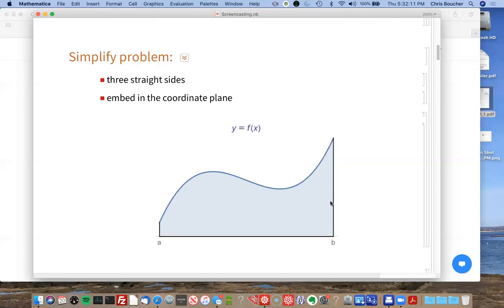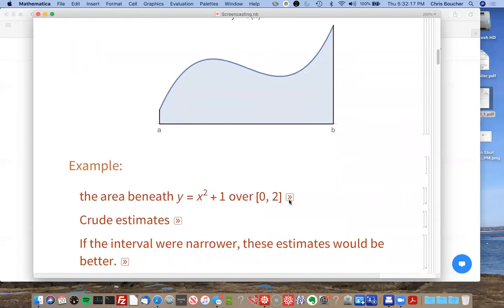Nonetheless, this is still a hard problem. I don't know how to figure out an area that has this sort of odd shape. So here's a specific example. Let's take a specific function, y equals x squared plus 1, and a specific interval, 0, 2, right?